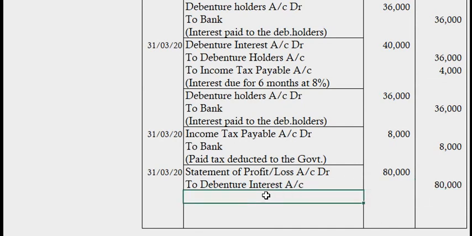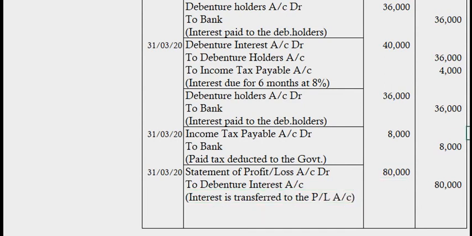So here the narration: interest is transferred to the profit or loss account. Now we have completed the journal entries for this question.